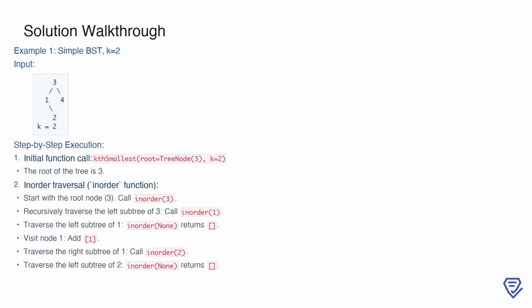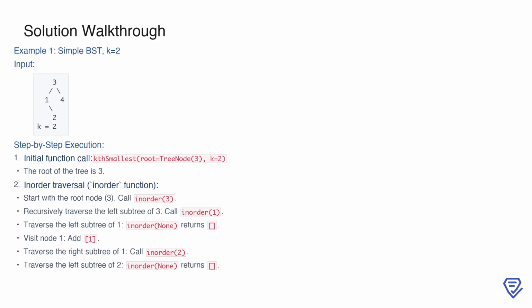To determine the kth smallest element, we use an in-order traversal because it provides the elements of a BST in sorted order. Starting at the root, we recursively traverse the left subtree first. For node 3, this means we call in-order on node 1. At node 1, we again traverse its left subtree, but since it's None, it returns an empty list. We then visit node 1 and add it to our result. Next, we move to the right subtree of node 1, which leads us to node 2.